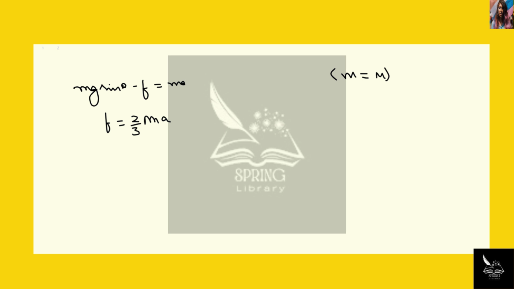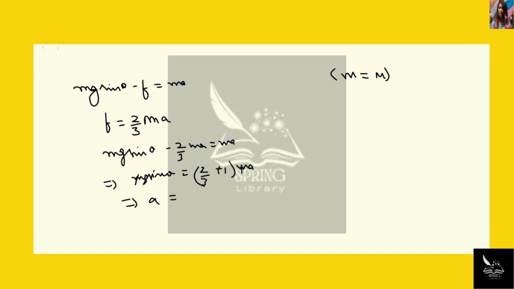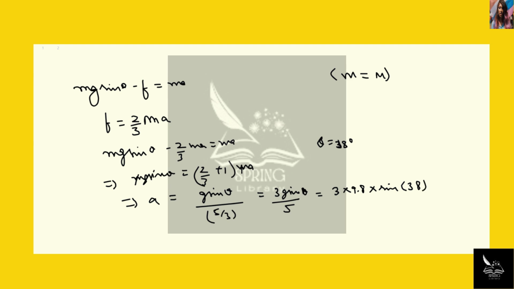So we have mg sin θ minus 2/3 ma equals ma. So this gives us mg sin θ equals (2/3 plus 1) ma. m goes away. So acceleration is g sin θ over 5/3. So this gives us 3g sin θ over 5. θ equals 38 degrees. You can use the calculator to find the value of sin θ. So this equals 3 times 9.8 meters per second squared times sin 38 degrees over 5. So this gives us, after calculation, 3.62 meters per second squared. So that's your answer for this part. We have found the acceleration.